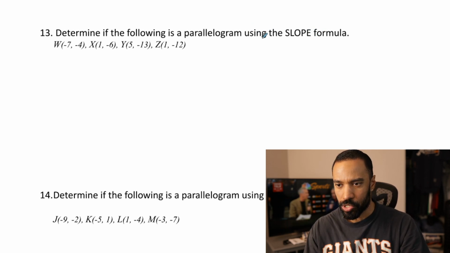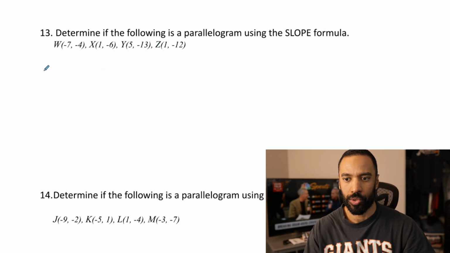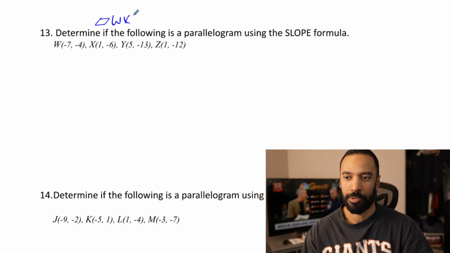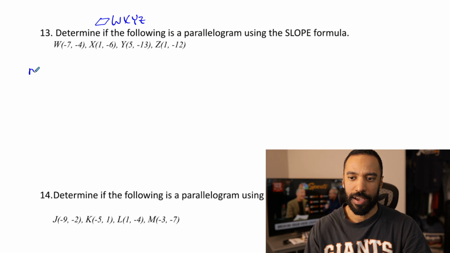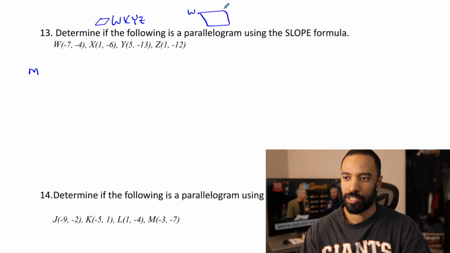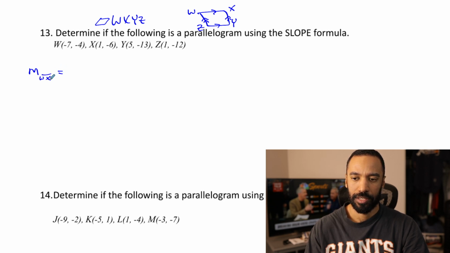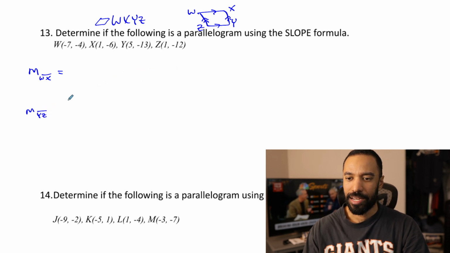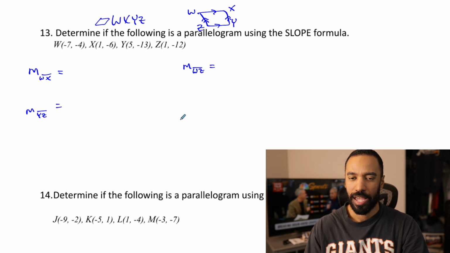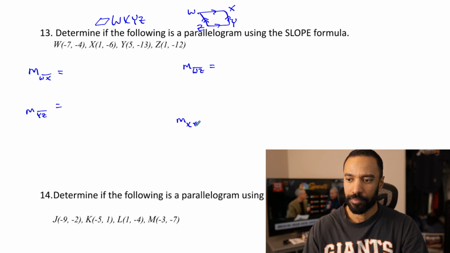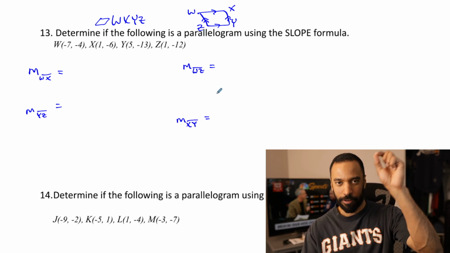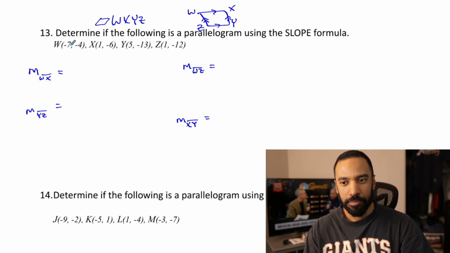Determine if the following is a parallelogram using the slope formula for WXYZ. Let's treat it as it is. I'm going to assume it's parallelogram WXYZ. So for this, I need to find the slopes. Opposite sides need to be parallel. So I'm looking for the same slope for WX and YZ. Then I need to find the same slope for WZ and XY. It's not enough just to find one set; I need to find the other too. I'll do it without a graph, although with the graph I would have just counted how far up, how far over.